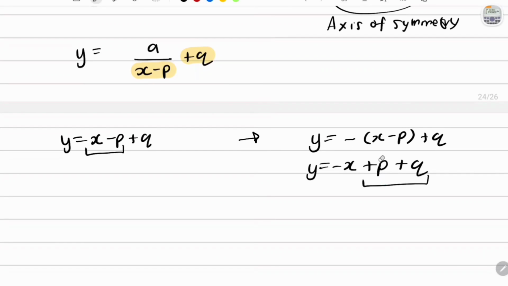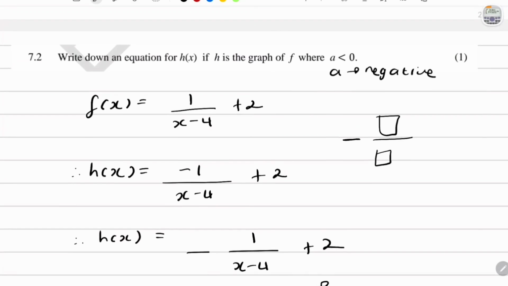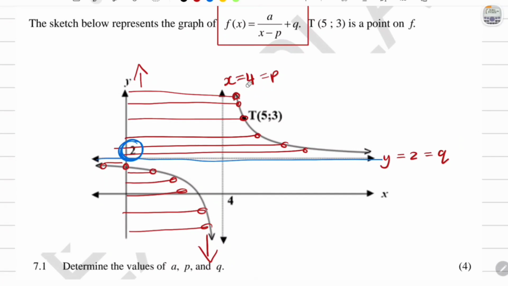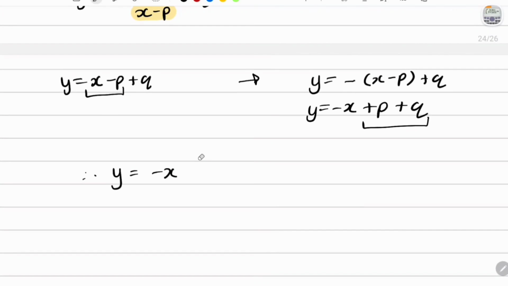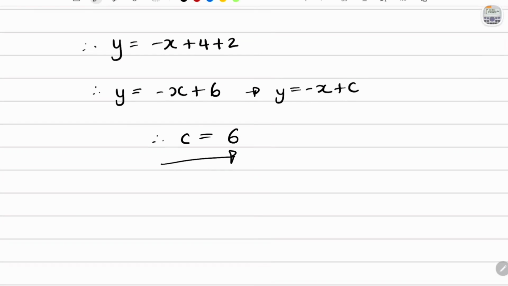Okay, so let's just look for that. What's p and what's q? So y is equal to negative x. The value of p, we already know is 4, and the value of q is 2. Remember, we figured that out in the beginning already. So y is equal to negative x plus 4 plus 2, and therefore y is equal to negative x plus 6. And so you see where we had that equation y is equal to negative x plus c, it means that the c value is actually 6. So c is equal to 6, and that is our final answer.